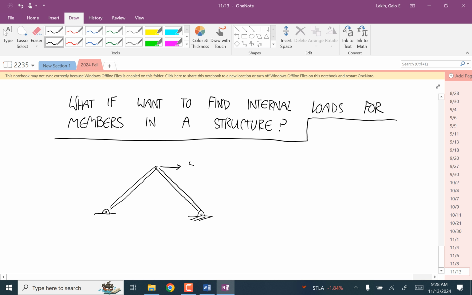Let's say there's a 500 Newton force here. And let's say the two masses are the same, let's say 30 kilograms each. So this is an equilateral triangle, and the lengths are 1 meter.